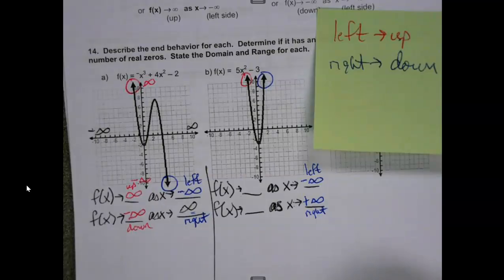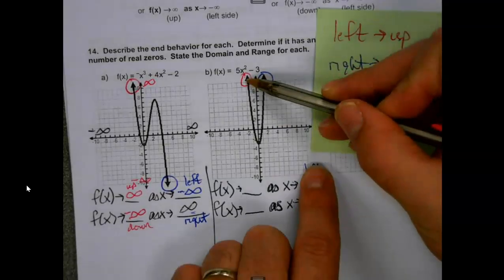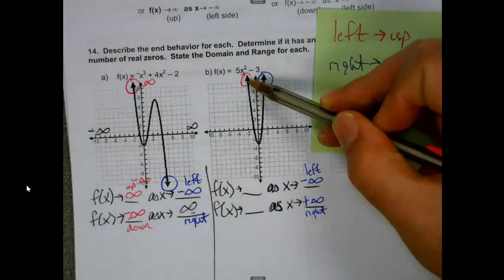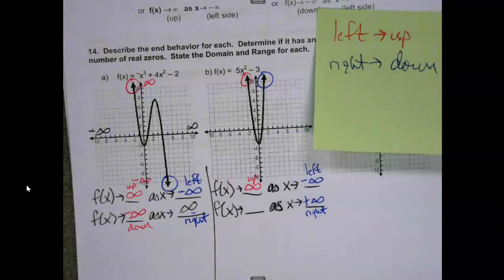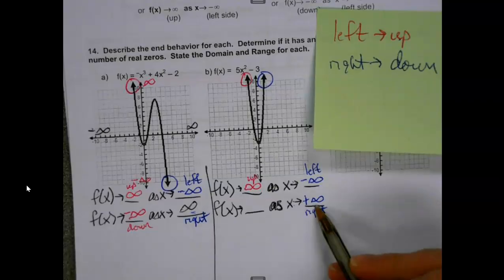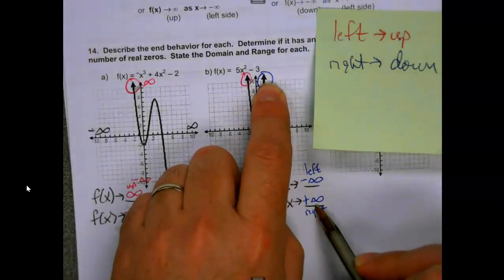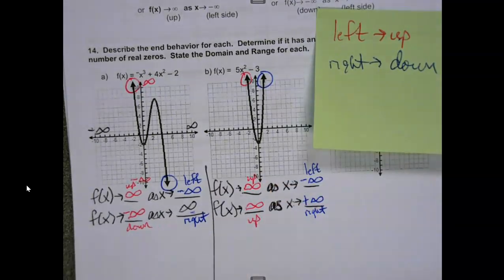And so I look and I go, okay, so I just got to figure out the y part. When I'm on the left side of my graph, as x approaches negative infinity, I'm going up, which is positive infinity. And as I'm going to the right side of my graph, my arrow is still going up to positive infinity. Okay, that's all you're doing here.